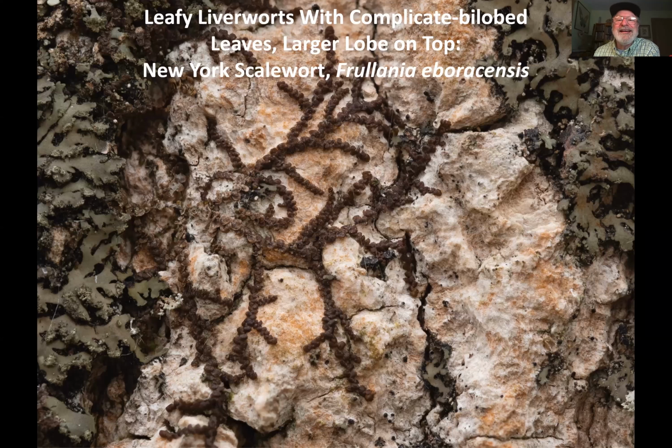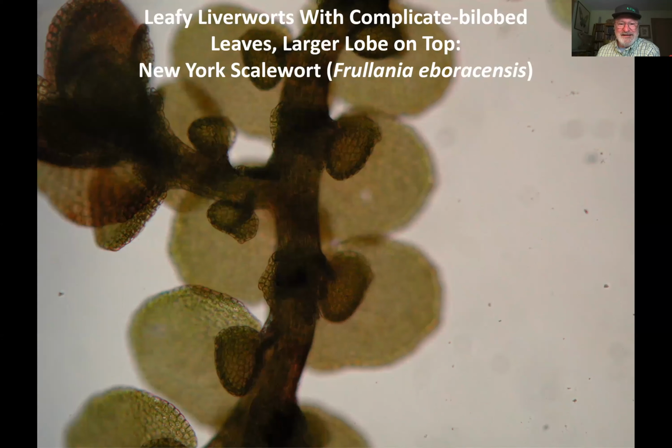Here it is close up. And here it is through the microscope. And it's not eboring at all, because look, this is a picture that shows the lower leaves and the, which are smaller, and the upper leaves are in the background. And they're not simply, I totally misspoke. This is a picture that shows the lower lobe of the complicate bilobed leaves and the upper lobe, which is larger, in the background. And there are underleaves too, but they're hard to see in this picture.